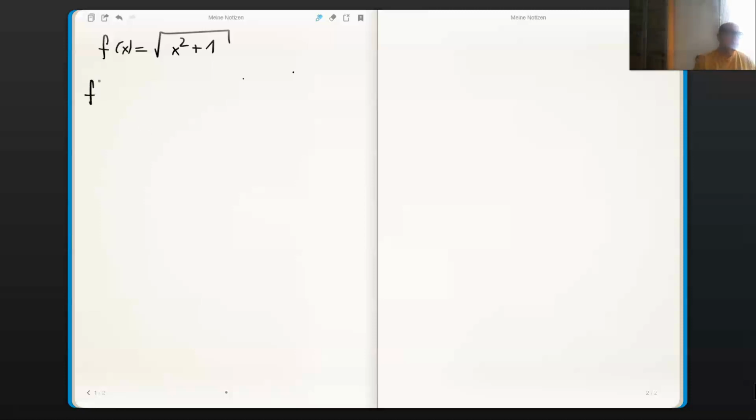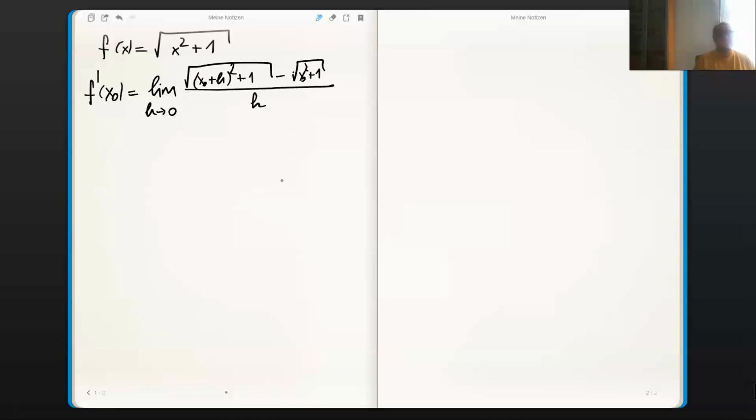So we have basically no troubles with this expression. Using the first principle, we're having the limit h towards 0 of the square root of xo plus h squared plus 1 minus the square root of xo squared plus 1, divided over h. The next step is we are repeating it, writing it a little bit more compact. I just repeat what we had previously, and then we multiply times 1.